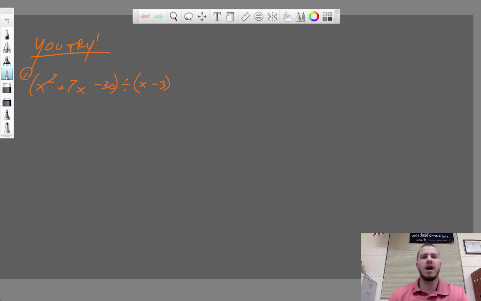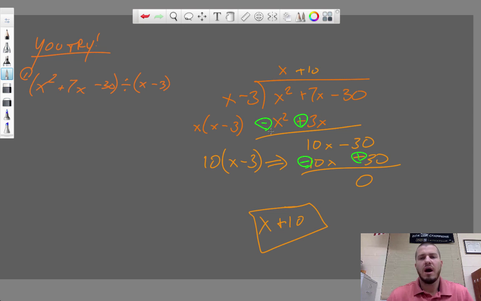Okay, so here's a you try. Go ahead and try this using long division, and then I'll give you the answer in a second. Pause it! So here's the work. I've put the sign changes in green, and your answer should have been x plus 10 with no remainder.